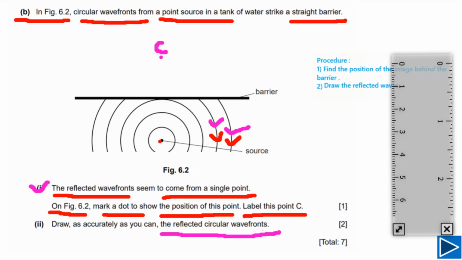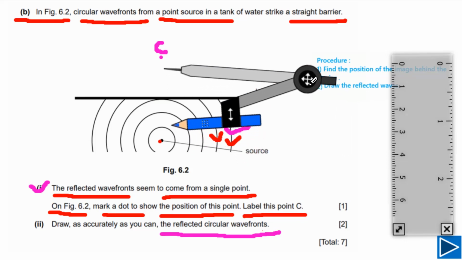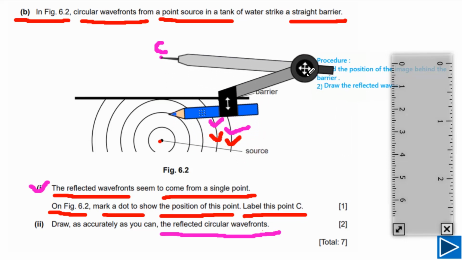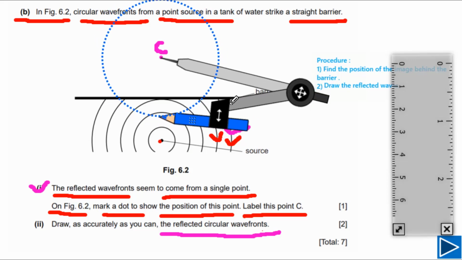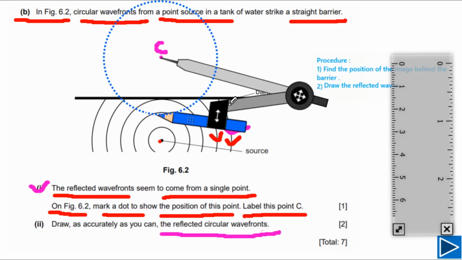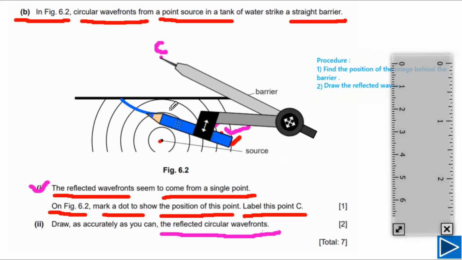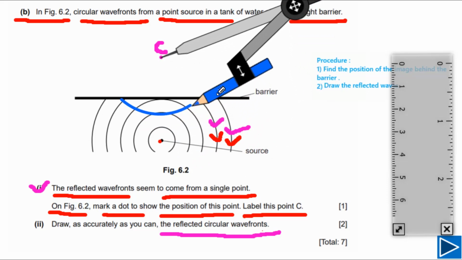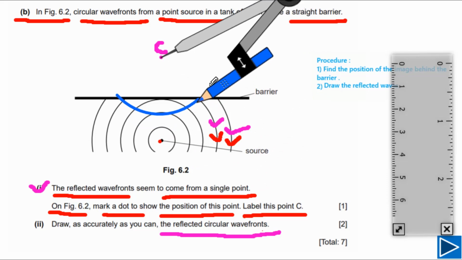For that purpose, we need a compass. So you need to place your compass at this point. So we will place our compass here, and we can move this one, and we can open it, you see here. Now at this point, this is our reflected wavefront. So you see, you can draw like this. So this is for the reflected wavefronts. We can draw like this.